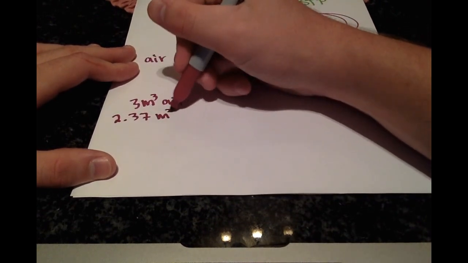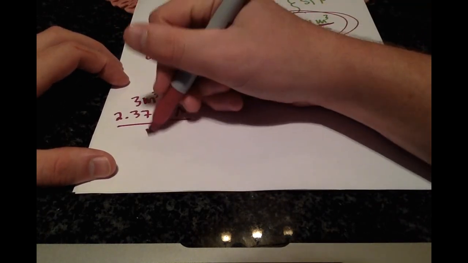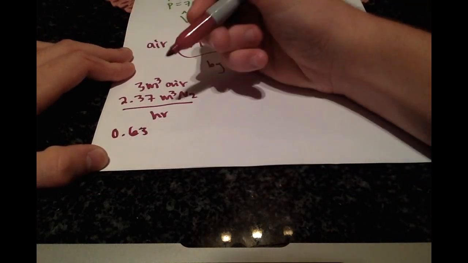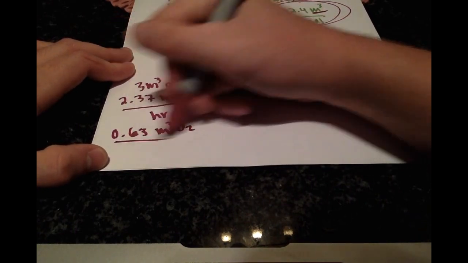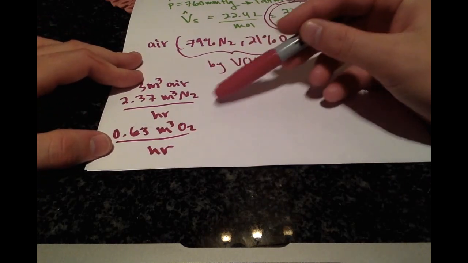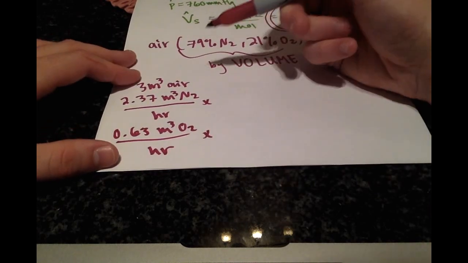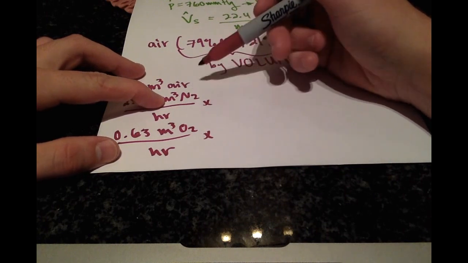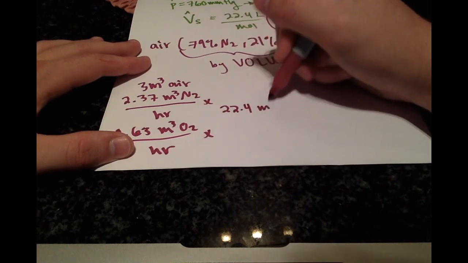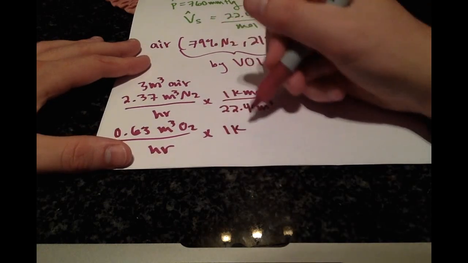2.37 meters cubed of N2 per hour. And the other component, the remaining amount, is oxygen, 0.63 meters cubed of O2 per hour. And to get the mass flow rate of air, we need to get the mass flow rate of each of these components separately and then add them. So first we need to change the volume meters cubed to moles, and that conversion factor is 22.4 meters cubed for every 1 kilomole. And we have the same conversion factor here.